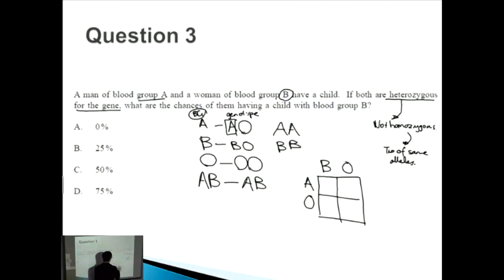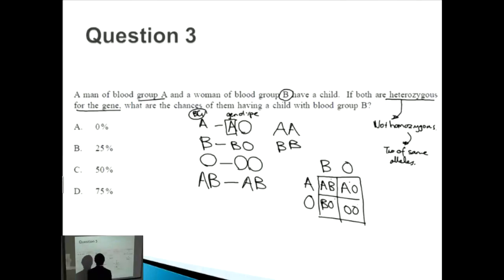Okay, so then these are our different possibilities depending on which way they are sorted. So the B goes down and the A goes across. So in this case, there's a 25% chance, or 1 in 4, because there's 4 squares, there's a 1 in 4 chance that the child will have a genotype of AB and a phenotype of blood type AB. How about the next one? AO. Next one, BO. Next one, OO.